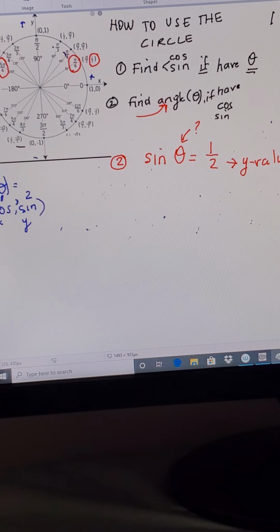So it's like a clue. So the angle is no longer unknown. And in fact, there are two possibilities for the angle.